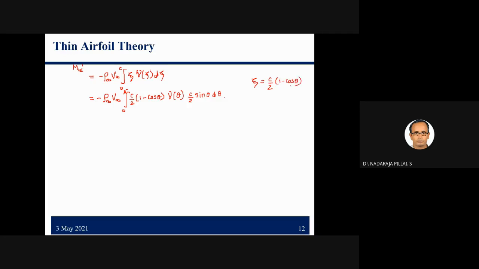Now this equation can be reduced. So let us reduce this equation. Minus rho infinity V infinity into, because we already know gamma of theta is equal to 2 alpha V infinity, 1 plus cos theta by sin theta.